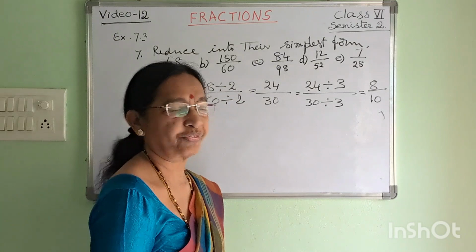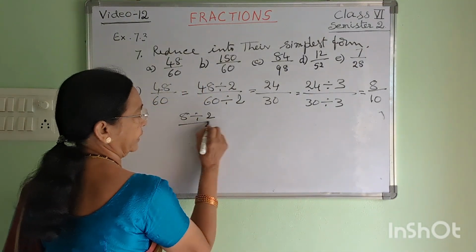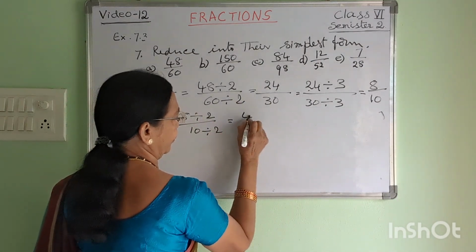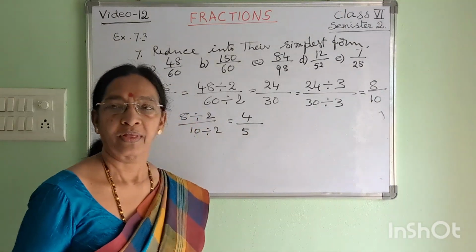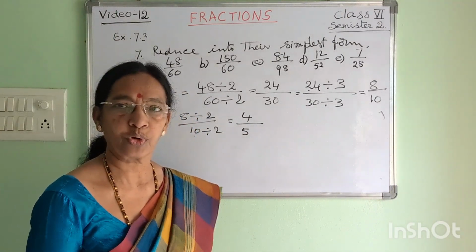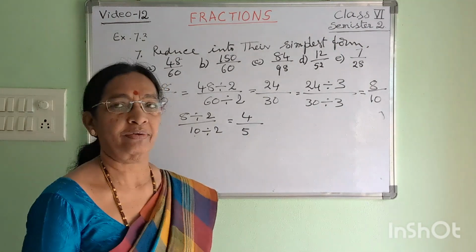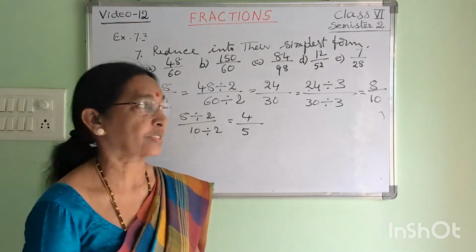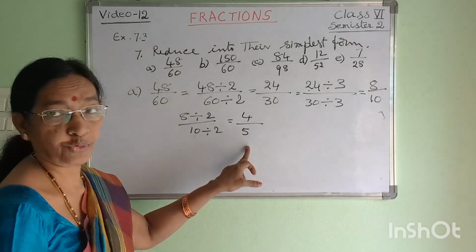Again, they have a common factor 2. So, we will divide both the numerator and the denominator by 2. 8 divided by 2, 4. 10 divided by 2, 5. So, 4 and 5 have no common factors except 1. Therefore, 4 by 5 is the simplest form of the fraction. Therefore, the simplest form of 48 by 60 is 4 by 5.